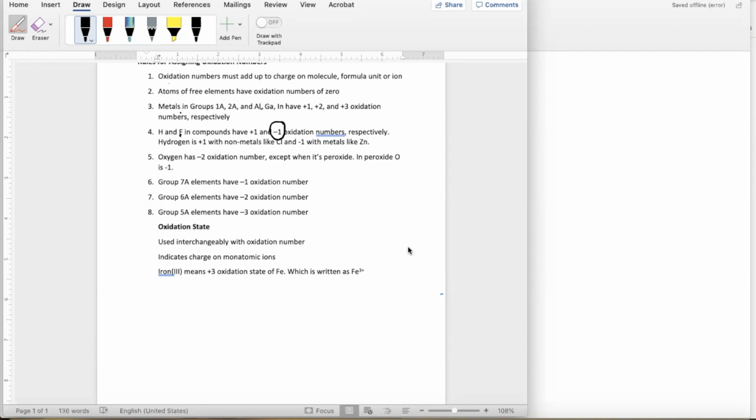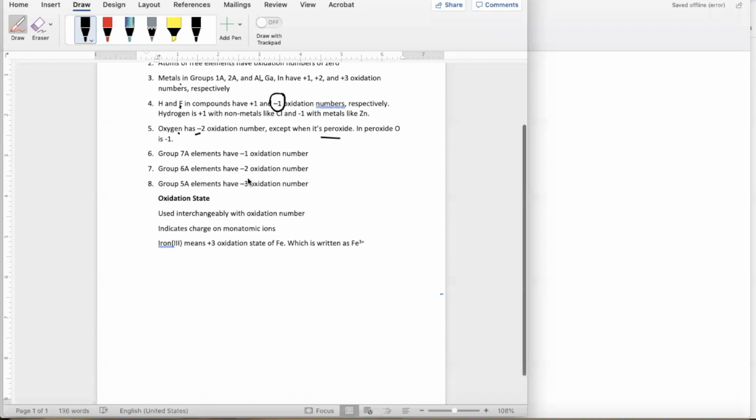Okay. Now, let's look at this example here, guys. Oxygen is -2 charge, and we know that, right? Oxygen is -1 and -2. But when it's a peroxide, that's when oxygen is -1. Does anyone know what the formula for oxide is? We learned that in polyatomic ions. O2?